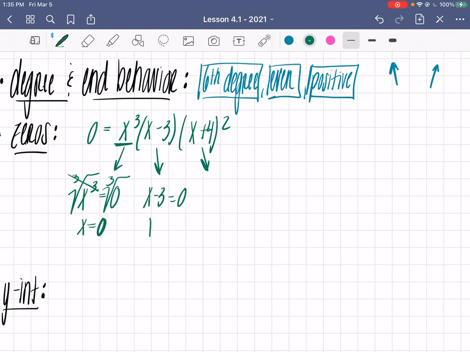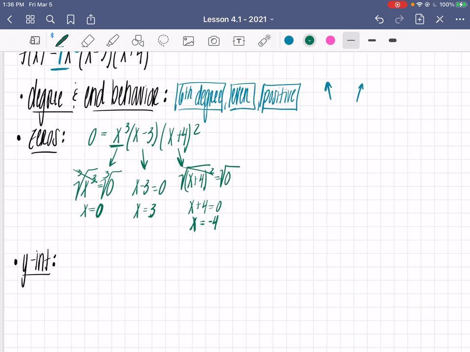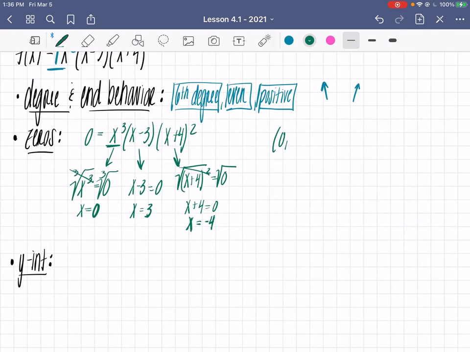So x minus 3 equals 0, which means x equals 3. And then x plus 4, quantity squared equals 0. Again, if you square root both sides, you get just x plus 4 equals 0, so x equals negative 4. Okay, so here are your 3 zeros. So (0, 0), (3, 0), and (negative 4, 0).